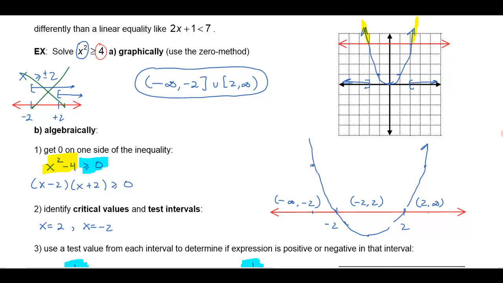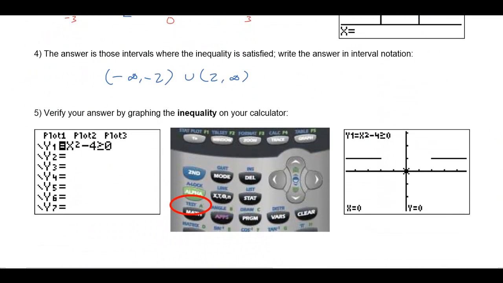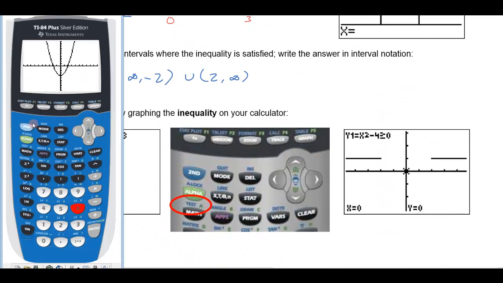Now, something else you can do with your calculator, instead of graphing just y equals x squared minus 4, you can graph y equals x squared minus 4 is greater than or equal to 0. You can actually graph the inequality you're trying to solve. There's a greater than or equal to symbol under the test menu right above the math button here, so hit second and then test, and then number 4 is a greater than or equal to.